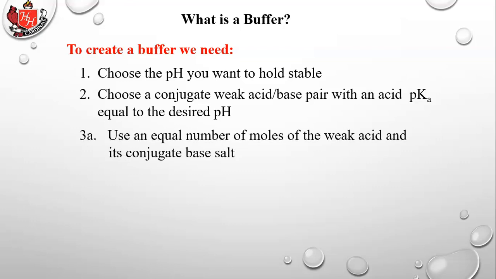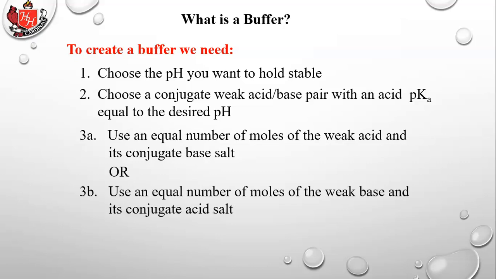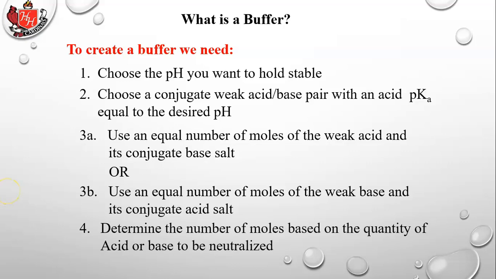Use an equal number of moles of weak acid and its conjugate base salt so that you protect equally against strong bases coming into the solution and strong acids coming into the solution. Or use an equal number of moles of a weak base and its conjugate acid salt. So you can create a buffer out of either a weak acid and its conjugate base or a weak base and its conjugate acid. Determine the number of moles based on the quantity of acid or base to be neutralized.